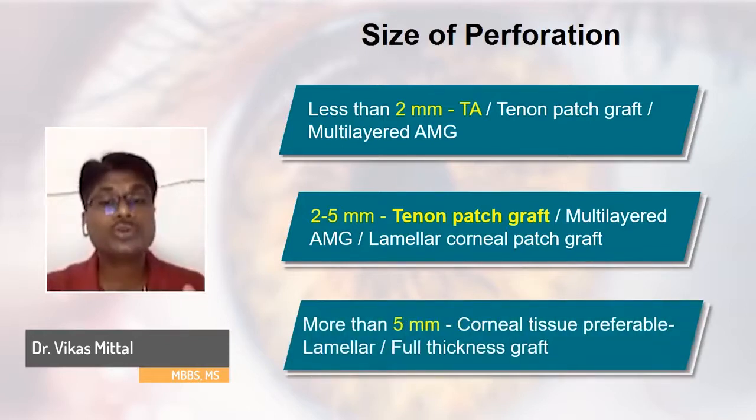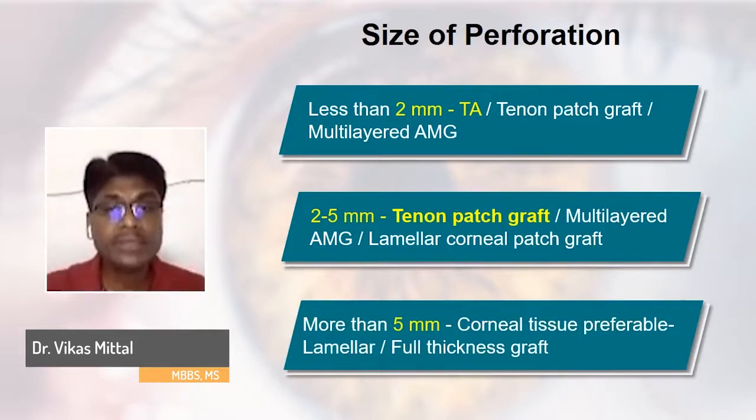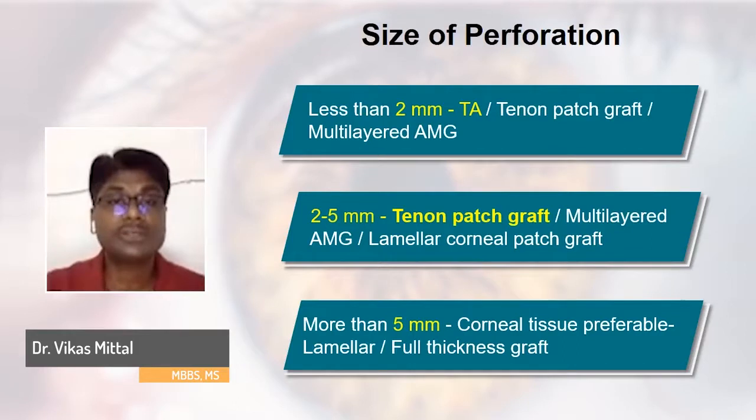Straight away, you have to replace the corneal tissue, be it lamellar form or full thickness. That depends on what the corneal surgeon is comfortable with and what is the etiology. So this is based on size of perforation. What is the first treatment of choice?